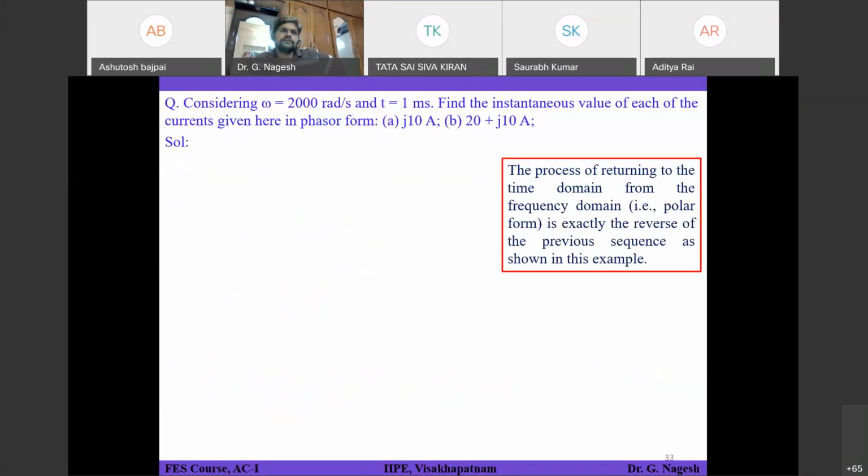Okay, try to do that. What I am giving here, considering omega is equal to 2000 radians per second, that is the omega information I have given, and time t is equal to 1 millisecond. Find the instantaneous value of each of the currents given here in phasor form. You're understanding the question, right?